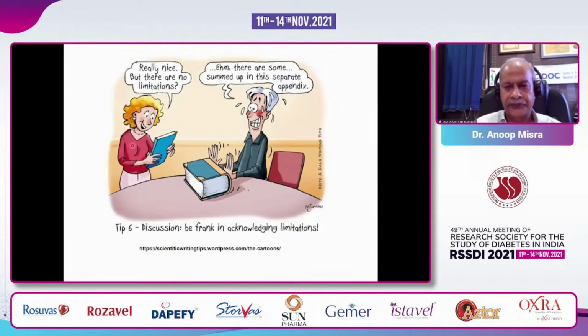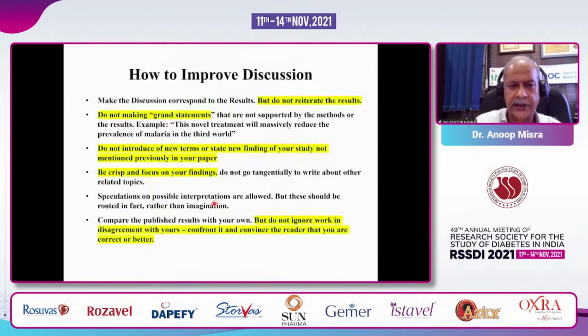So look at this. Really nice, but there are no limitations. This big paper, there is some summed up in a separate appendix. This is the appendix. Don't do that. Summarize your limitations right in the paper. Otherwise a good referee will always ask, oh, your paper is without, you have to mention these limitations. Then you start mentioning those limitations which you already knew existed.